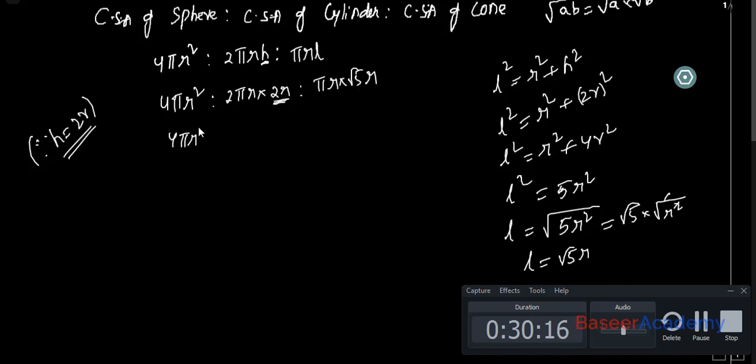Now let me write this thing down. 2 into 2 is 4. 2 into 2 is 4. Pi r square is to root 5 pi r square. That's what I get here. This pi r square, this pi r square, this pi r square gets cancelled, and the ratio that I get is 4 is to 4 is to root 5. So that's the ratio of curved surface area of sphere, cylinder and the cone.